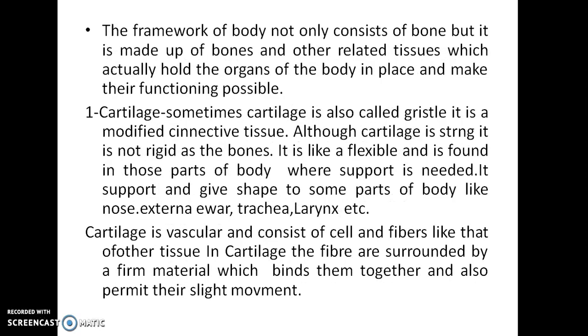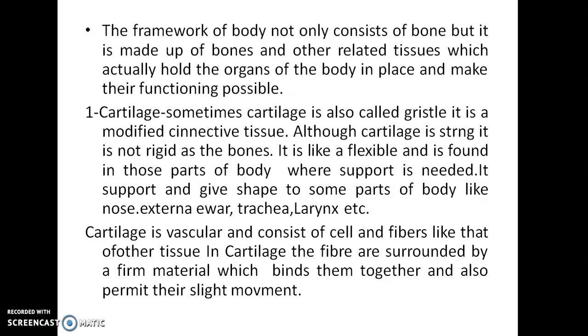The framework of the body not only consists of bone, but is made up of the bones and other related tissue, which hold the organs of the body in place and make their functioning possible. Generally, bone is a part of our connective tissue. It helps to connect and bind the other organs. Also, it helps to give protection to our delicate organs.